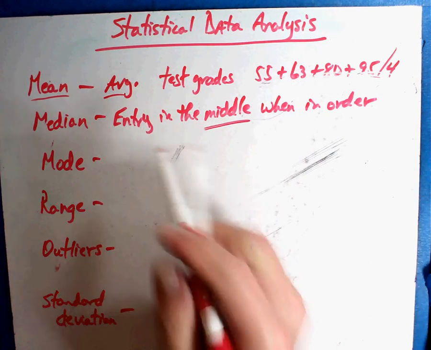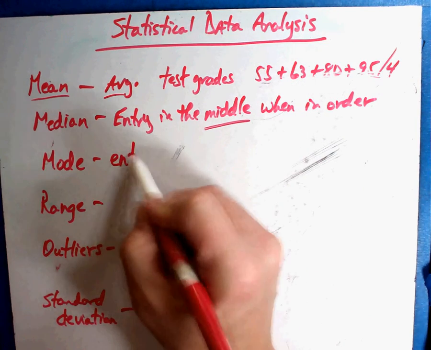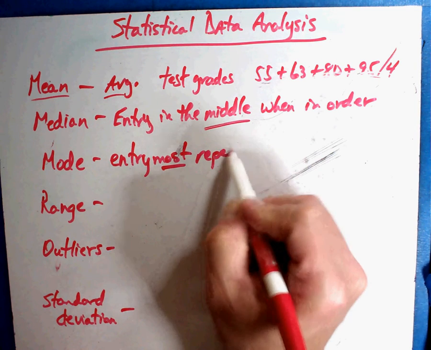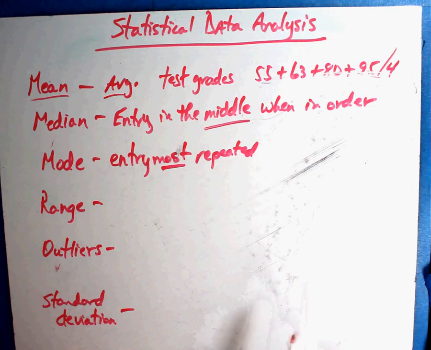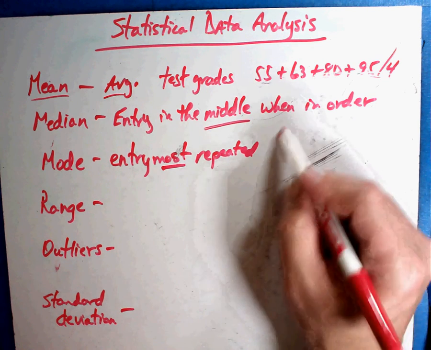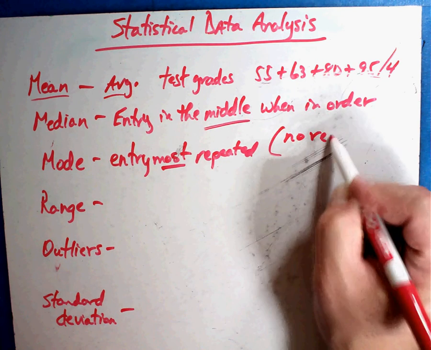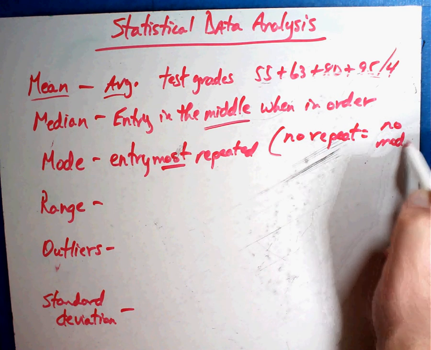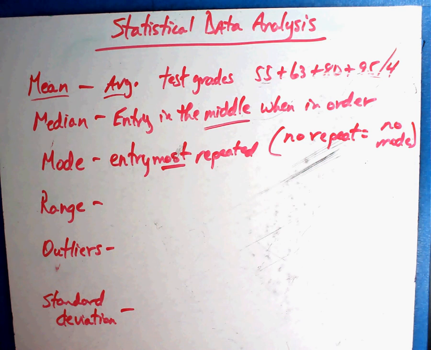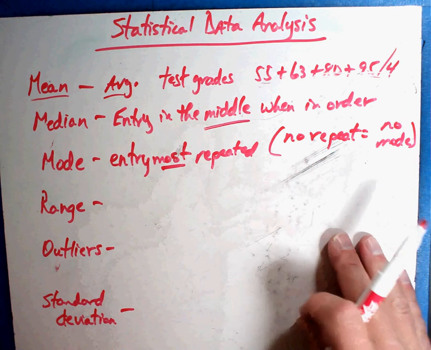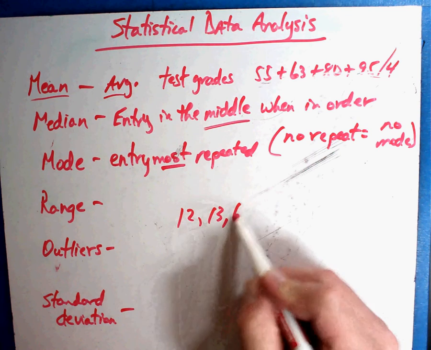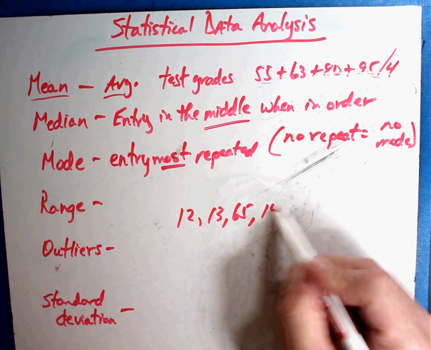The one that's in the middle is the median. The mode is the entry most repeated, or most often seen. Hint: no repeat equals no mode. I'm going to give you some numbers again. I'm just going to write them here in this white section. Let's say we had 12 and 13 and 65 and 14 and 9.